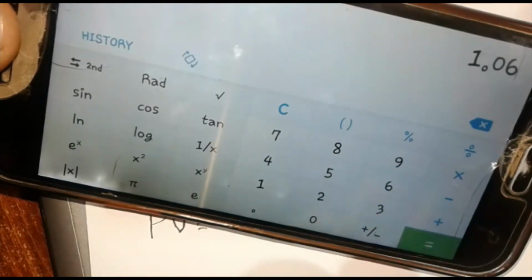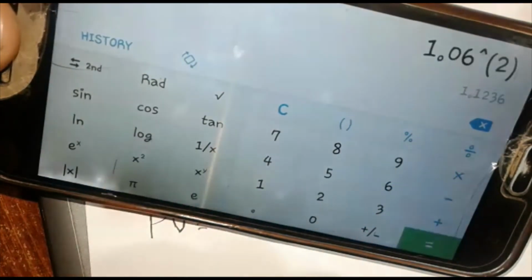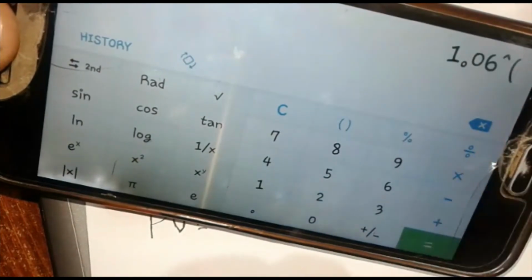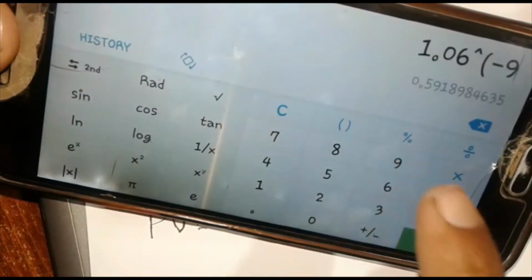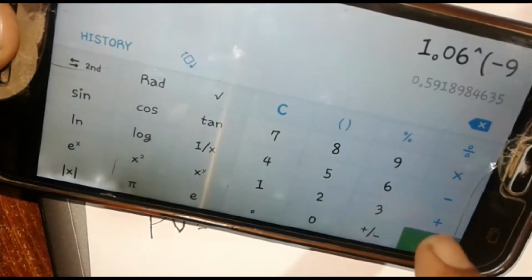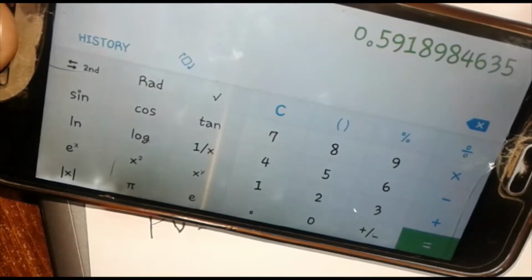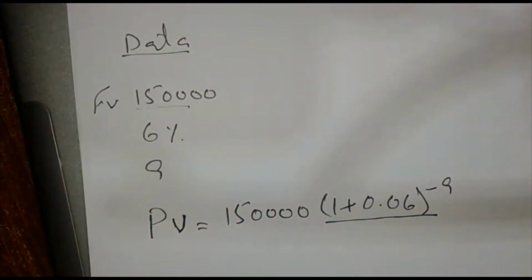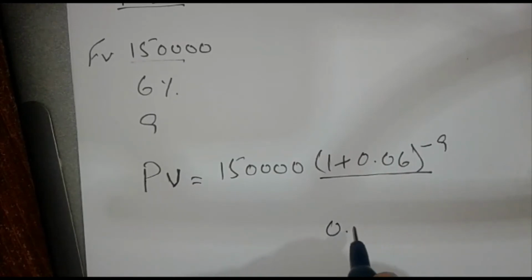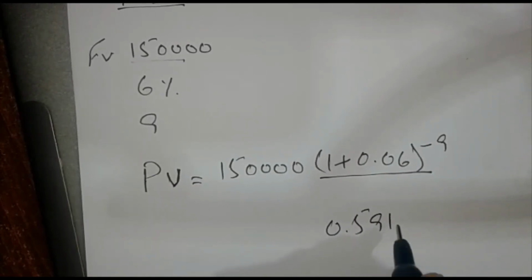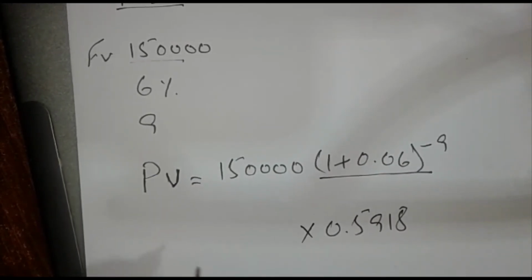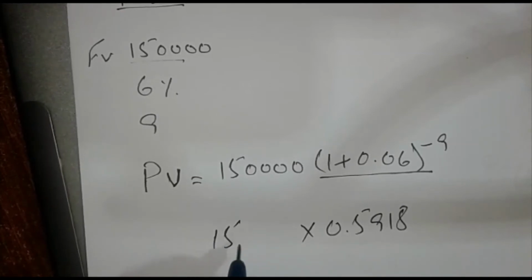0.06 power minus 9. The answer is 0.5918. Then we will multiply it by 150,000.